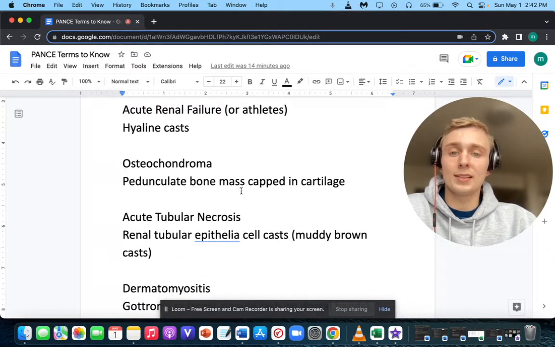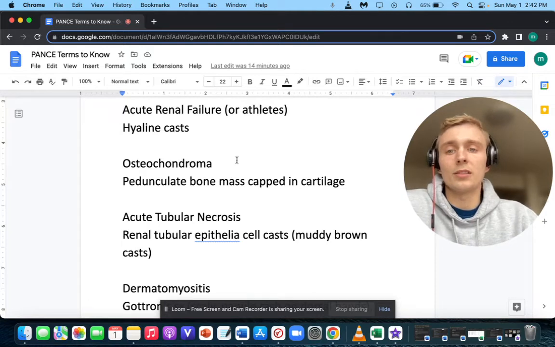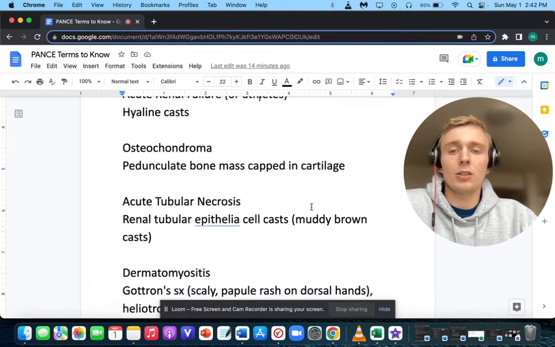Pedunculated bone mass capped in cartilage. You want to think of osteochondroma. So pedunculated bone mass capped in cartilage, osteochondroma.